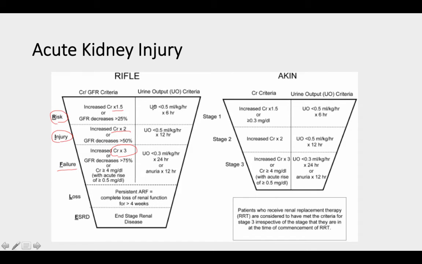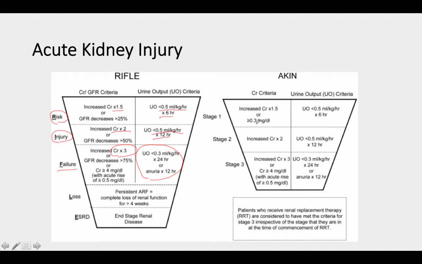Similarly, if you have a urine output which is less than 0.5 mL per kilogram per hour for 6 hours, it sets you at risk. 0.5 mL per kilogram per hour for 12 hours, it says you're in injury. And 0.3 mL per kilogram per hour for 24 hours, or anuric for 12 hours, suggests you're in renal failure.